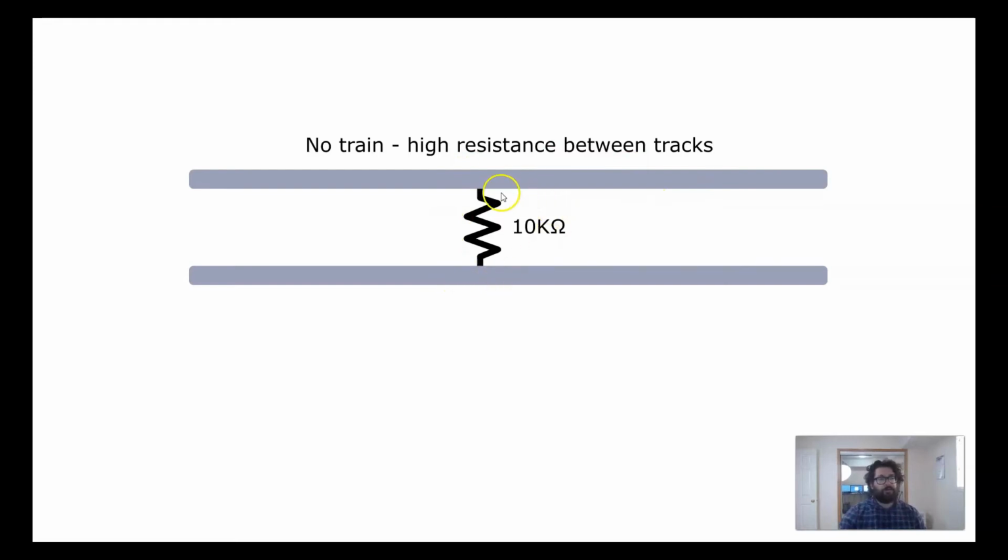Okay, so this is a real basic model of what it looks like when there's no train present. So it's a high resistance between the two tracks on the rail. So this means that if you apply a voltage across this rail, it's going to be maintained from one end to the other.